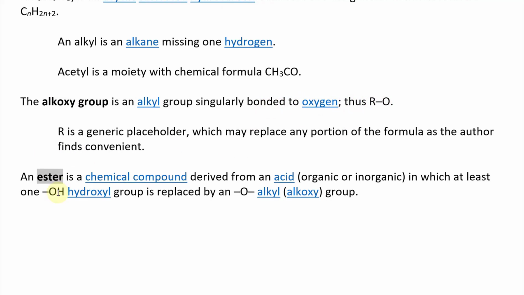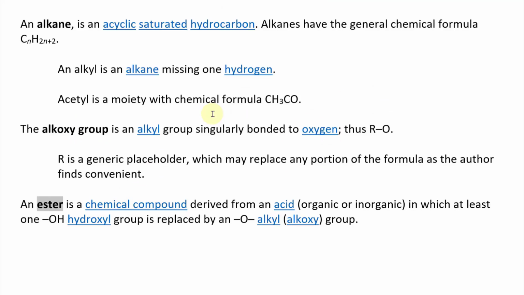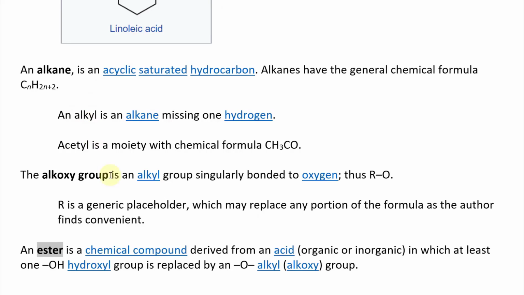So basically you're replacing an H with this dash R. R is a generic placeholder for other molecules. And an alkyl, just for being more specific, is an alkane missing one hydrogen. And an alkane is an acyclic saturated hydrocarbon.